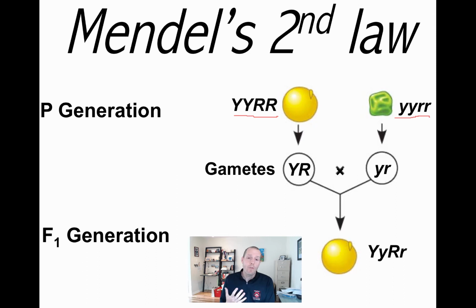We've got the Y gene, which is controlling pea color. We can have big Y, which is going to specify yellow, and we can have small y, which is going to specify green. So big Y is dominant to little y. That means if we have a big Y in the genotype, we're going to see yellow peas. The only way we're going to see the green peas is if we have two recessive alleles, little y, little y. So that's the pea color.